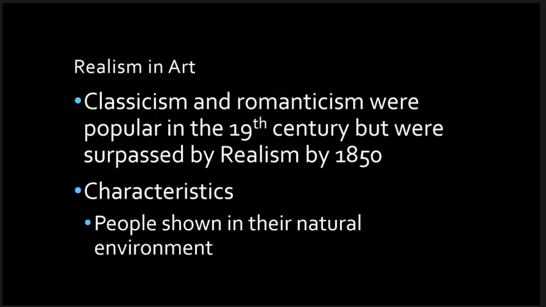So realism in art, let's just kind of get a little into this too. Classicism and Romanticism are dominant art forms in the early 19th century, but they end up being surpassed by realism somewhere around 1850. And realism in art is basically the same as it was in literature. It wanted to display everyday aspects of life. And basically people are shown in their natural environment. People like peasants, prostitutes, or other workers.